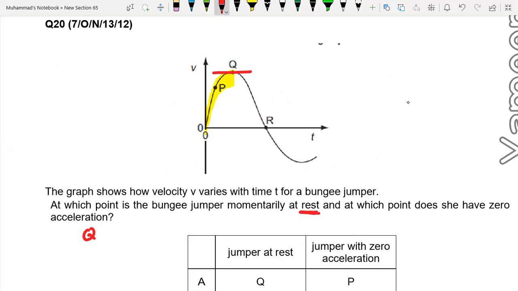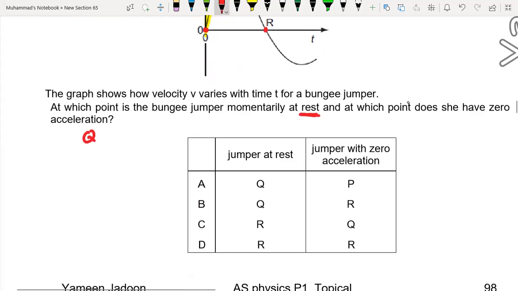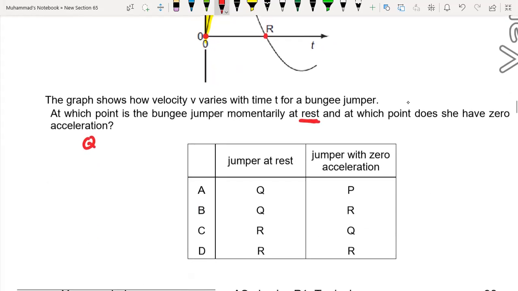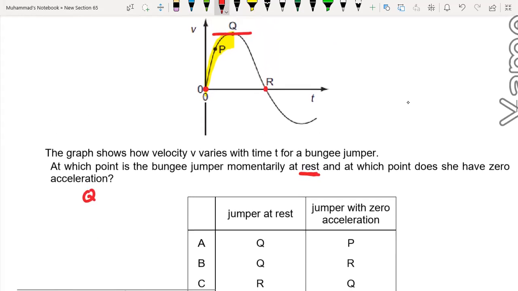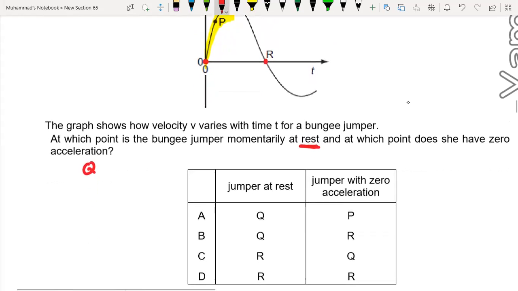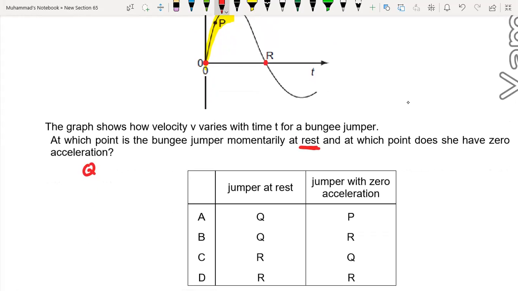And at which point it is at rest? Very straightforward question. The velocity should be zero. So velocity is zero at the start and at the R. So at R, the velocity is zero. Okay. And at Q, the acceleration is zero. So that's why C is the correct answer.